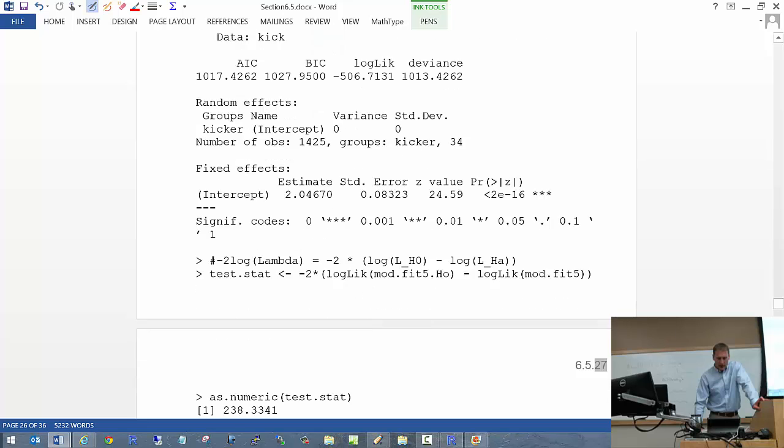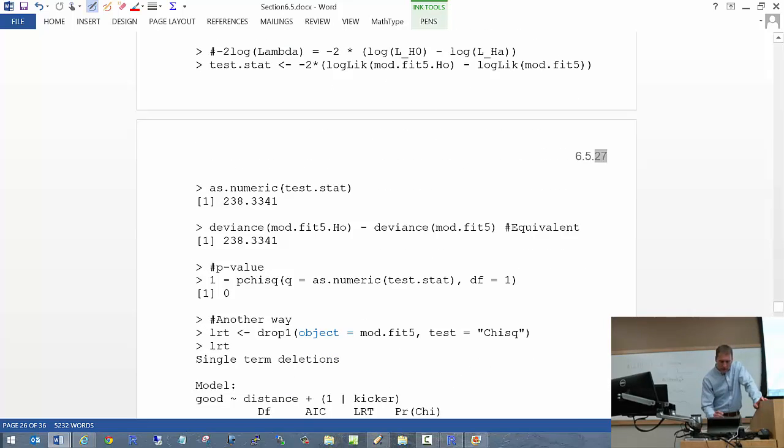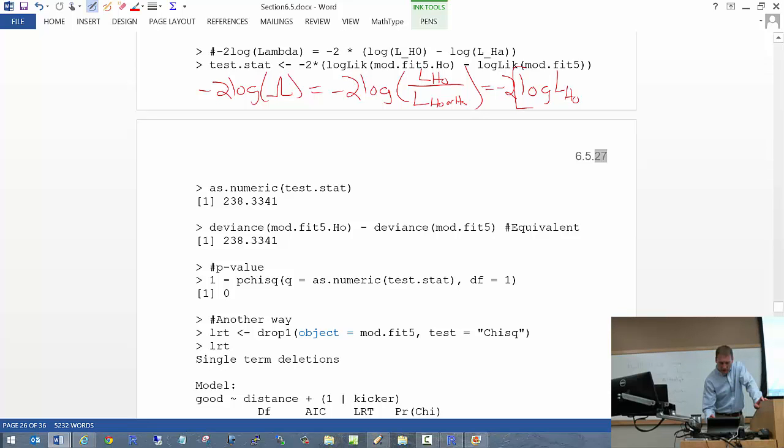So I estimate the model, and then to form my -2 log lambda statistic, remember I could rewrite this as -2 log of the likelihood function under H0 over the likelihood function under HA, which then, using some math, gives you -2 times the log of the likelihood function under H0 minus the log of the likelihood function under HA.